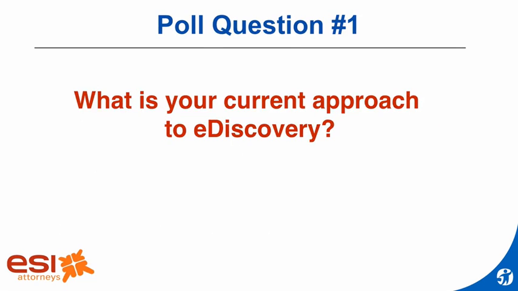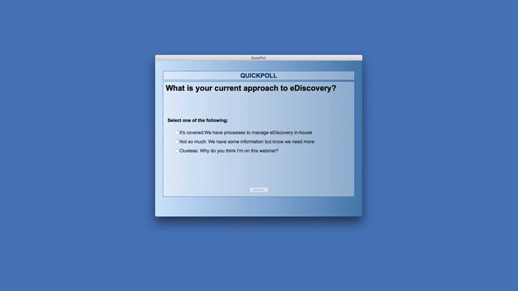Okay, so with that being said, we're going to jump into poll question number 1. The first question is, what is your current approach to eDiscovery? And the answers are, oh my goodness, that wasn't good. Hold on. I hate when it goes into overdrive. There we go. Answers are A, it's covered. We have processes and protocols to conduct and manage eDiscovery in-house, and our attorneys follow them. B, not so much. We have some information, but know that we need more. Or C, clueless. Why do you think I'm on this webinar?